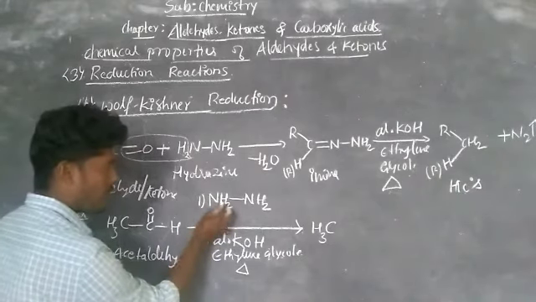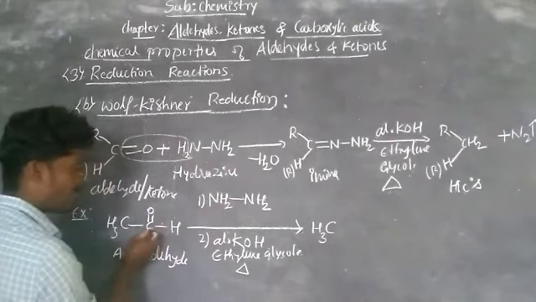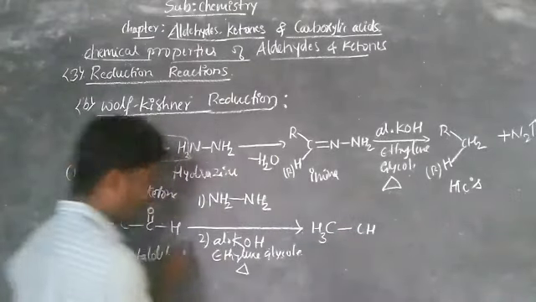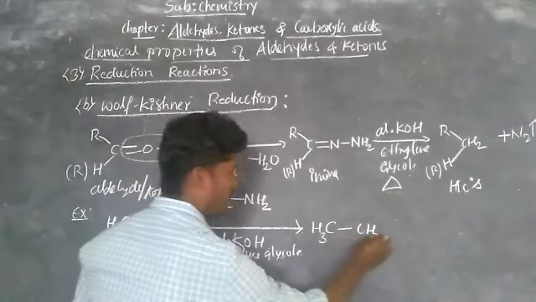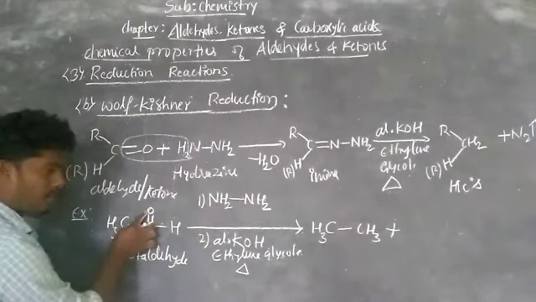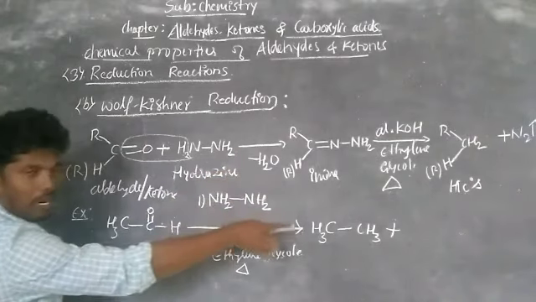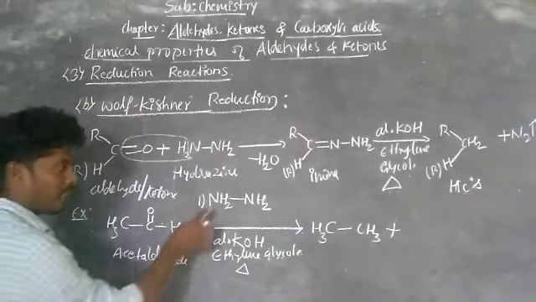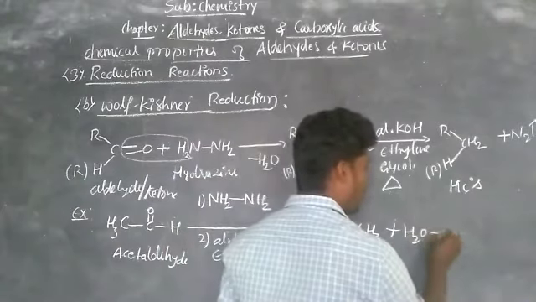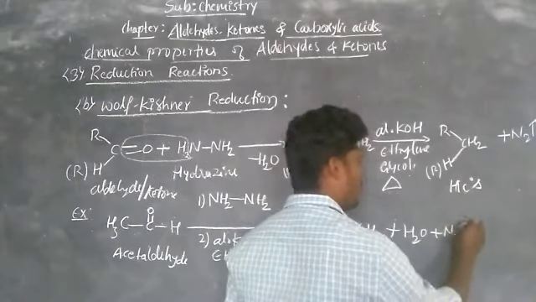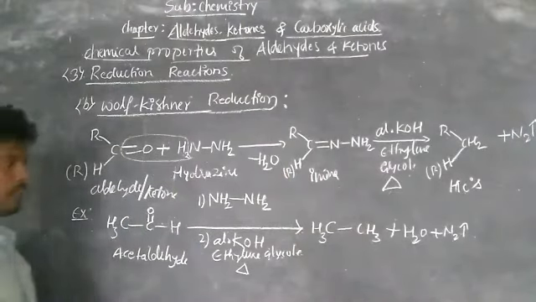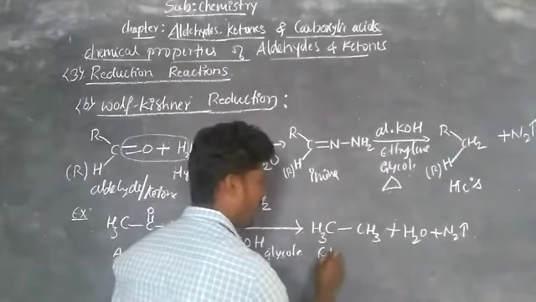Now 2 hydrogens of 1 nitrogen are added to this one, becomes CH2. Then this hydrogen becomes CH3, plus see 2 hydrogens to this oxygen becomes water, eliminated here, that water we are writing. Then N and N becomes N2 gas, that is H2O plus N2 gas. So this is called Wolff-Kishner reduction. What do you get here? Ethane.